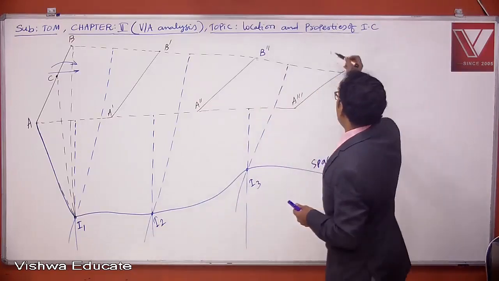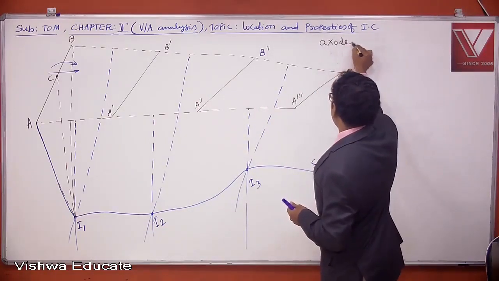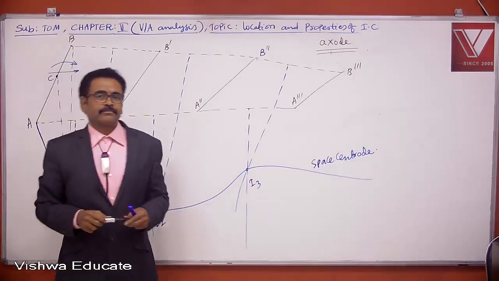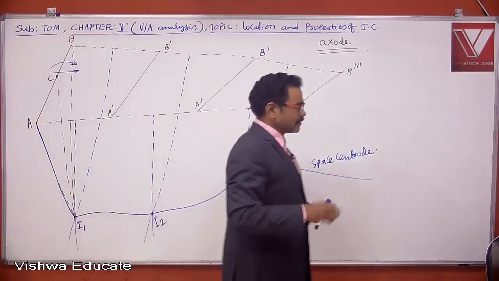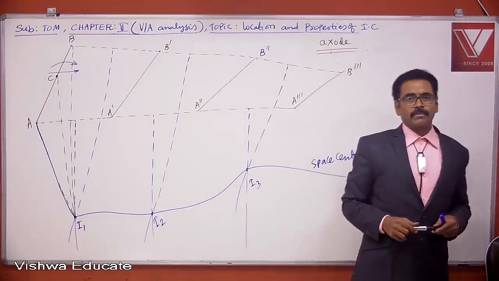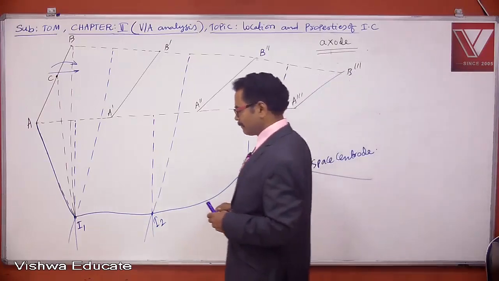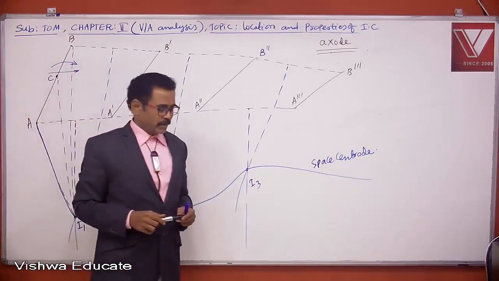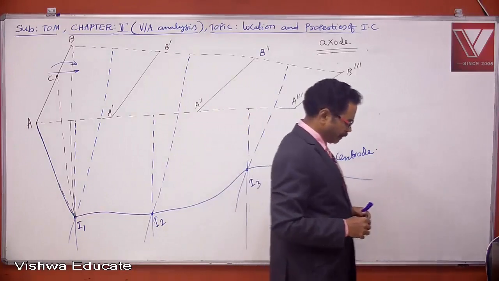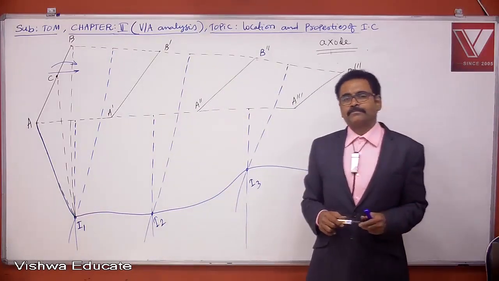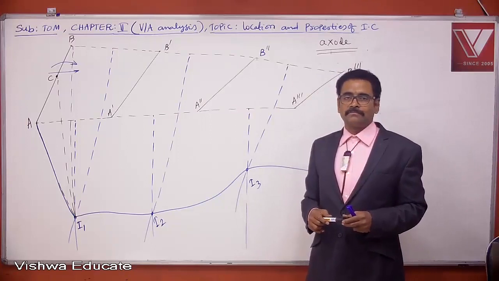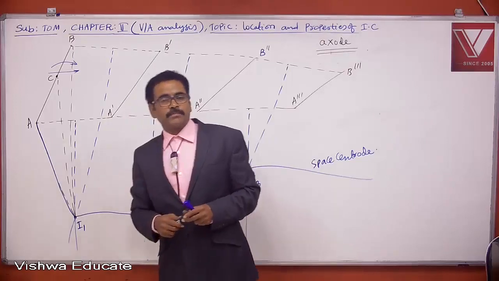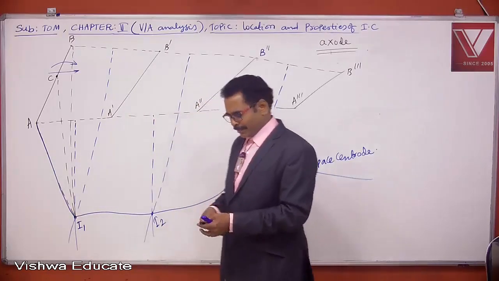Okay. Next you may write axode, A-X-O-D-E, axode. Write down what is axode. It is the area traced by the instantaneous axis in a cycle of operation.